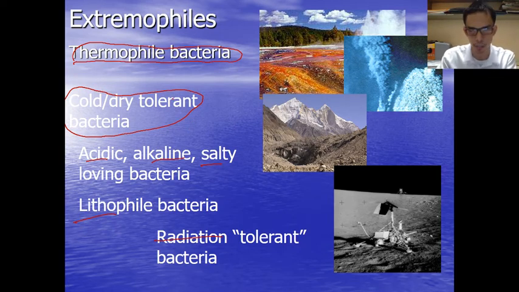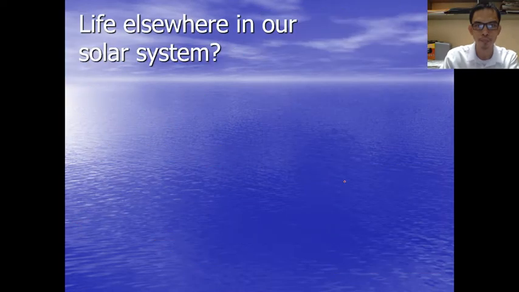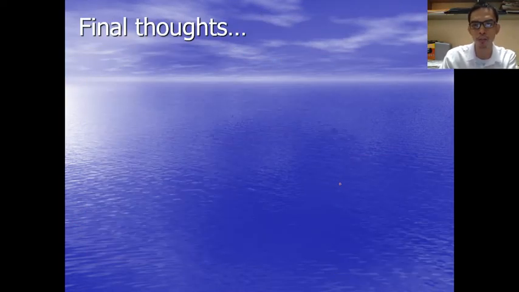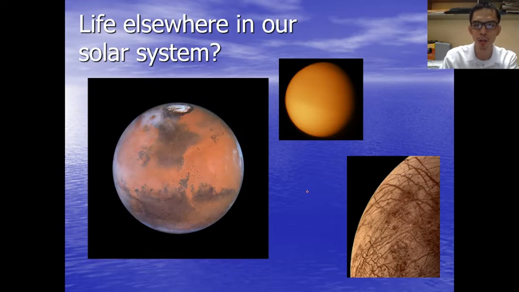Alright, so some extremophiles can live on volcanoes, some can live in very cold places, some can live in deep oceanic vents, and some can live when there is a high amount of radiation. Next one. Alright, is there life elsewhere in the solar system? We don't know. But the idea is that where there is water, there is life.